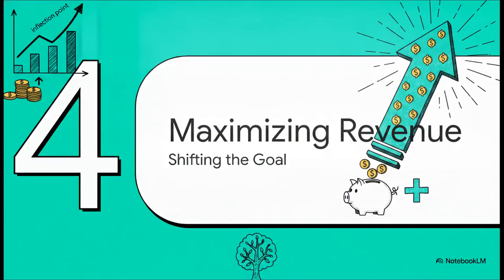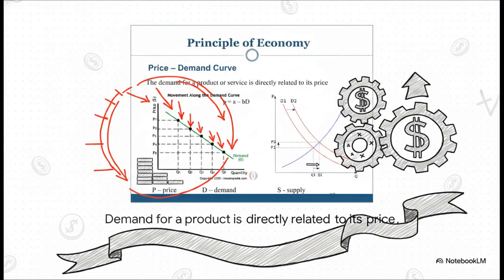Section 4, maximizing revenue and profit. Because once you clear that break-even point, your entire perspective shifts, and the goal becomes all about maximizing your total revenue. Now take a look at this linear demand curve. The basic principle is simple. Demand for a product is directly related to its price. Lower the price, and demand goes up.